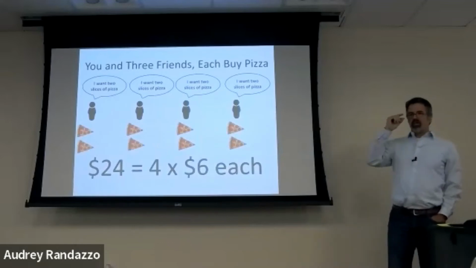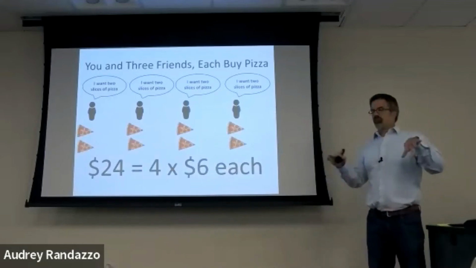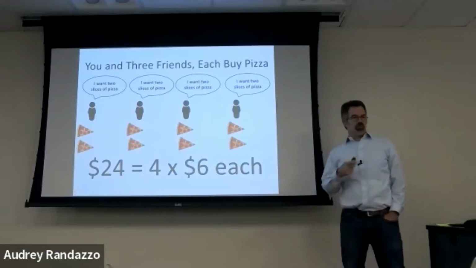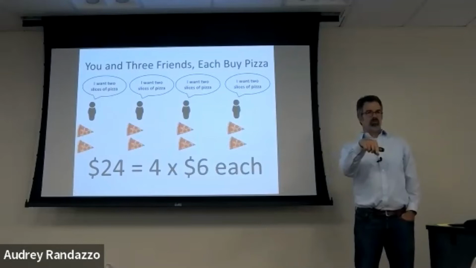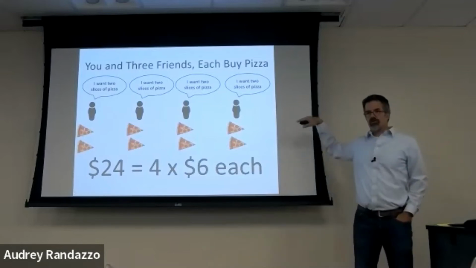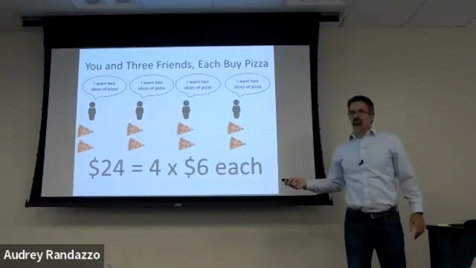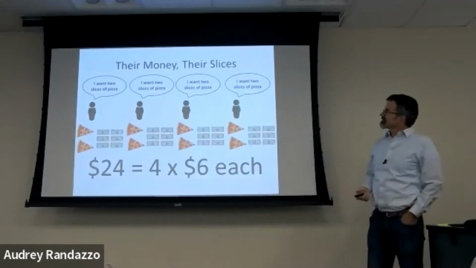All right, now you and 3 friends go to the pizza place to pick out your slices. You all want 2 slices of pizza, and you all have your $6. Do you get to pick the pizza you want for you? Do your friends also? Okay, simple, right? Why is he showing me this? This is dumb. Okay, $15.